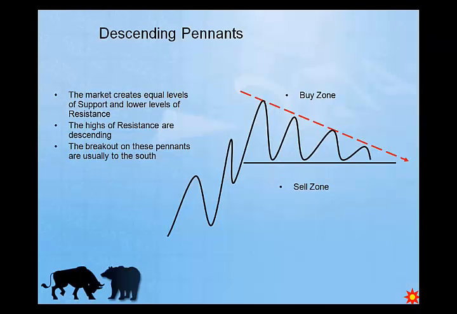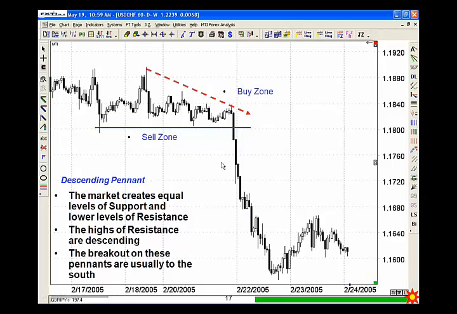Descending pennants. The market creates equal levels of support, and the highs are descending. Look how these highs are descending, and the market usually breaks to the south. Okay, it has a higher probability to break to the south. Look at here, equal levels of support, and then the market broke to the south.